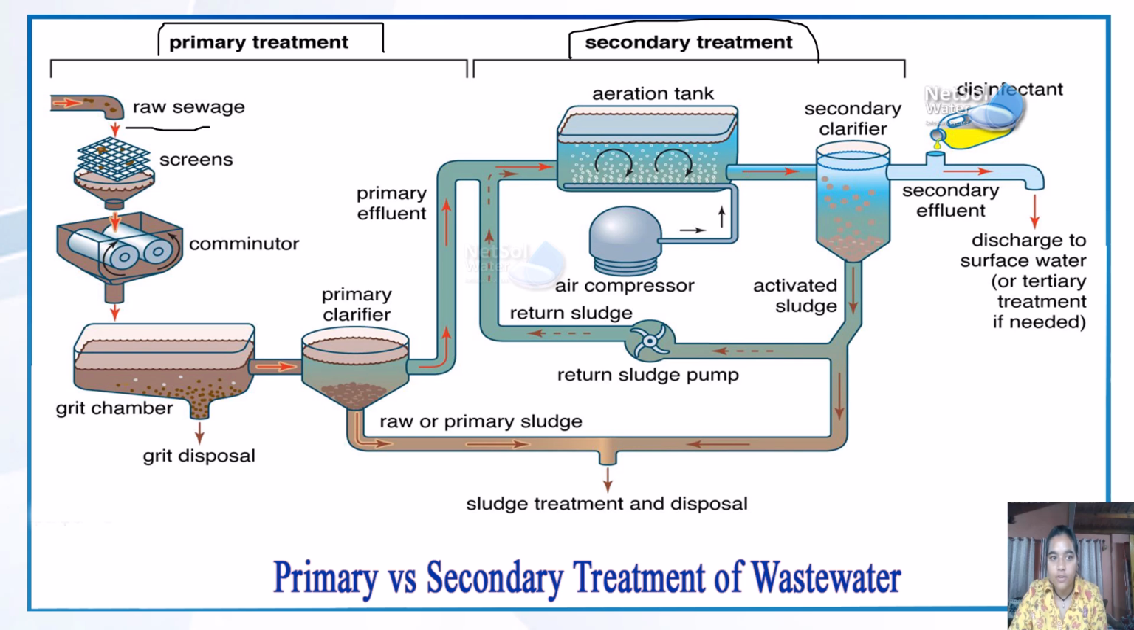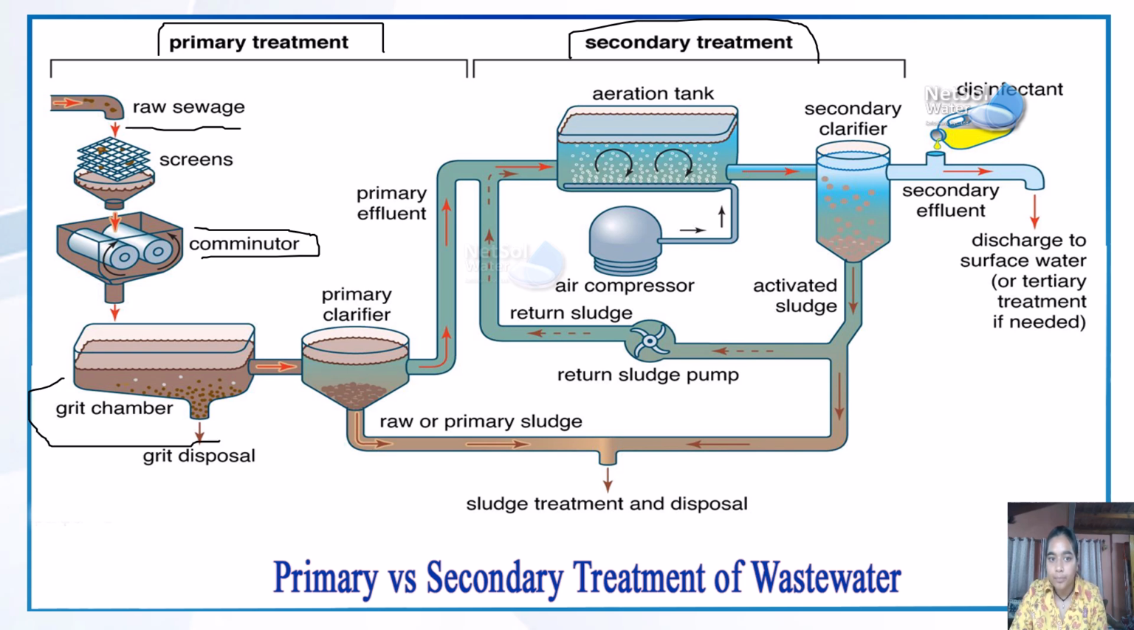First of all, the raw sewage is coming from this side, and the first step is screening. Large metal grids are placed whereby the plastics, leaves, and rags are separated out from the wastewater. After that, if anything large passes through the screening process, it gets into the comminutor, where it gets smashed or broken down into small pieces. After that, there is a grit chamber.